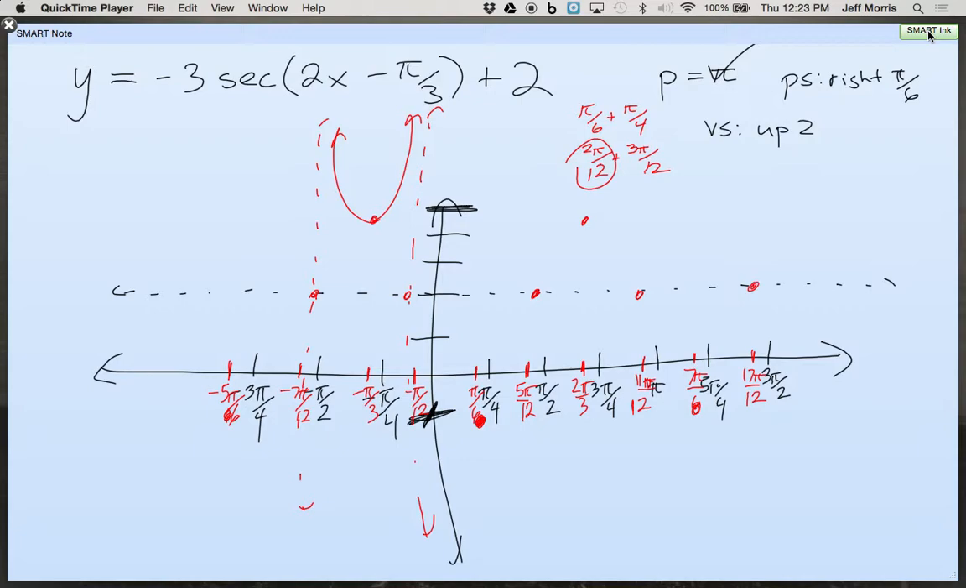Asymptote equations would be pi over 6 plus, what would it be? Pi over 6 plus what? Pi over 2k. And then the domain would be x cannot equal pi over 6 plus pi over 2k. And then the range would just be y is greater than or equal to, what is that? 1, 2, 3, 4, 5. And then y is less than or equal to -1.